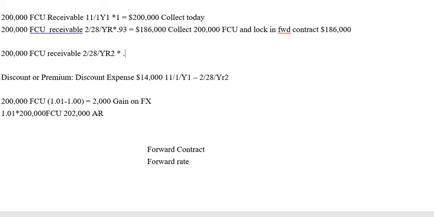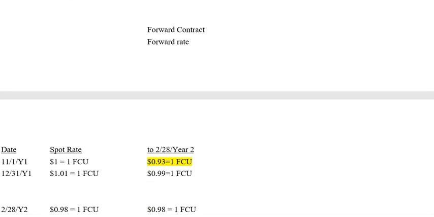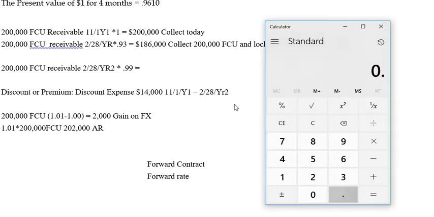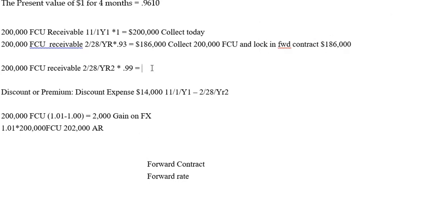but now they have a rate of 0.98. Is that correct? 0.99. Sorry, 0.99 is the forward rate. The bank offers them how much? What does the bank offer them? 0.99 times 200,000. The bank offers them 198,000. If they were to bring this forward contract in 2 months, they would get 198,000 in US dollars.